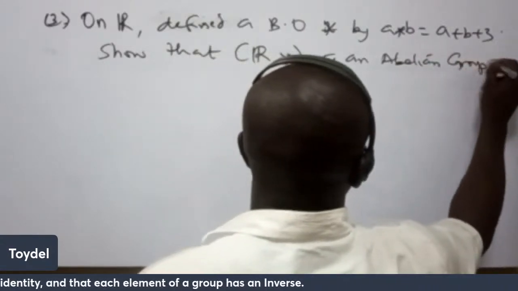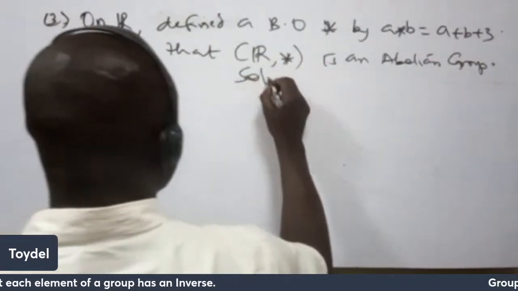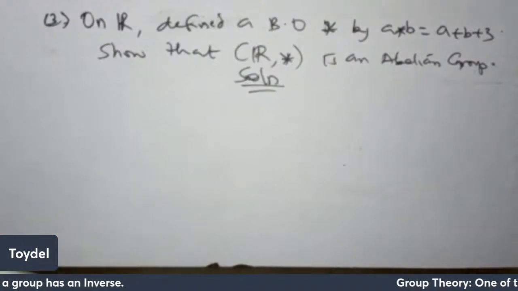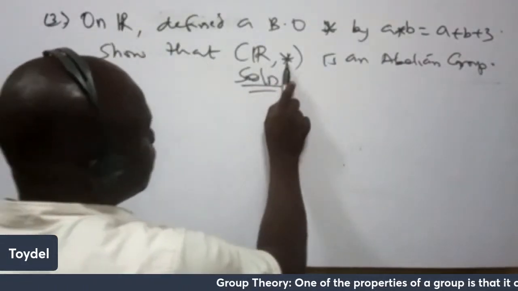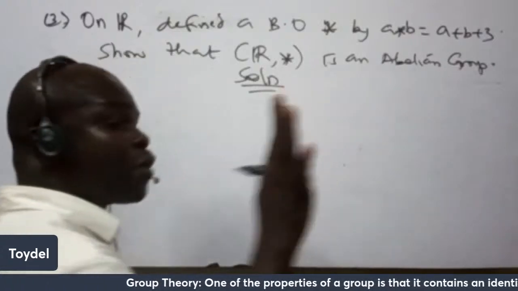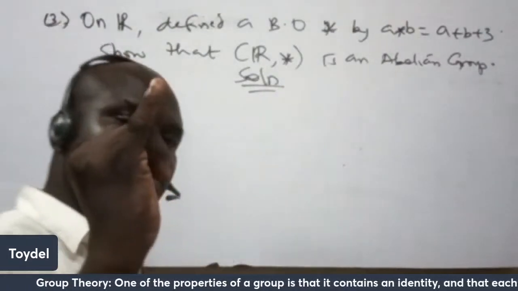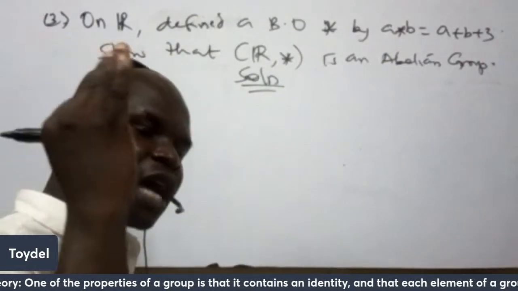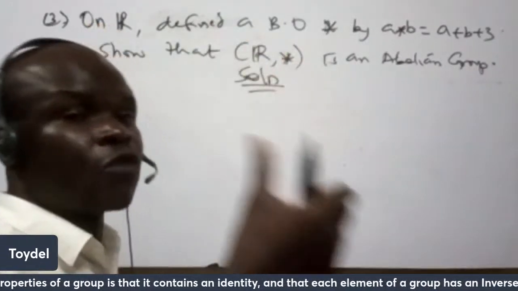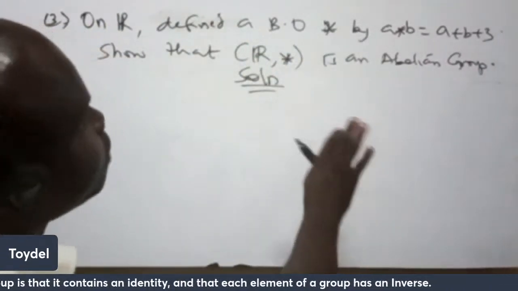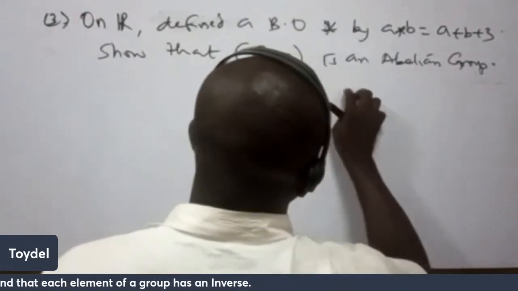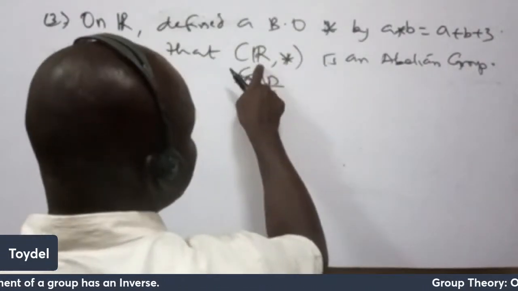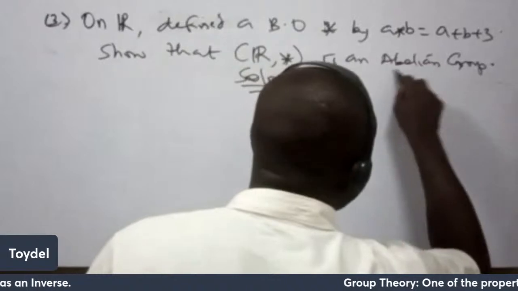For abelian group, it's the same as commutative group. So for us to show that real numbers under this binary operation is an abelian group, we test for 5 properties. We test for closure, associativity, existence of identity element, existence of inverse element, and commutativity. So if you're able to show the five properties, it shows that R, the set of real numbers under this binary operation, is an abelian group.